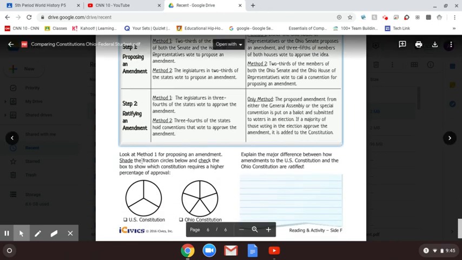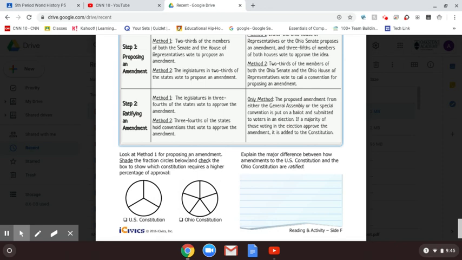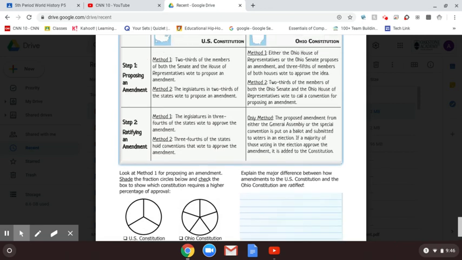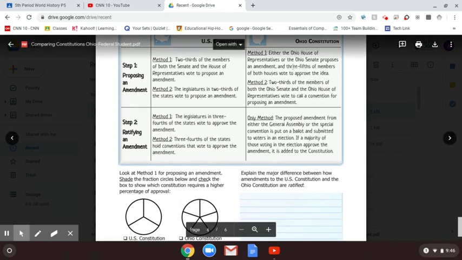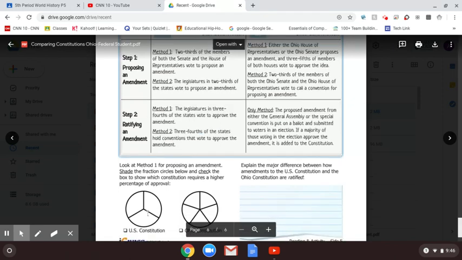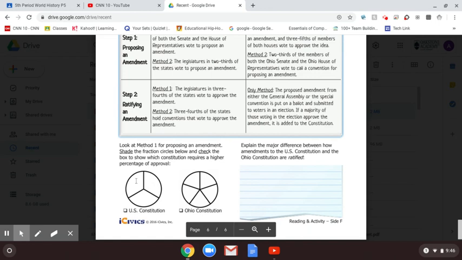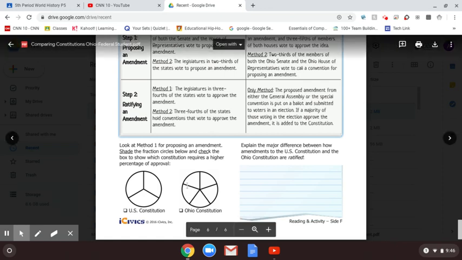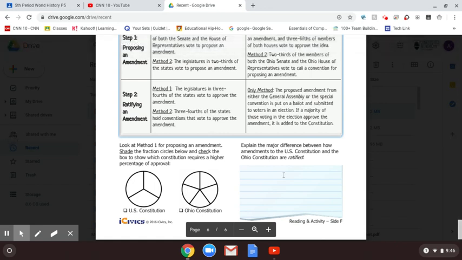So look at method 1 for proposing an amendment. Shade the fraction circles below and check the box to show which constitution requires a higher percentage of approval. So we're going to look at method 1 here and method 1 here, and you're going to see how many of these parts of the U.S. Constitution. We got 1/3, 2/3, 3/3. Or we got fifths over here: 1/5, 2/5, 3/5, 4/5, or the whole thing, 5/5. And then whichever one's more shaded in, go ahead and check that one of these 2.